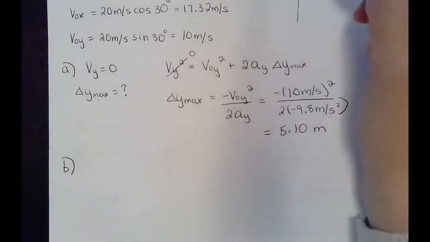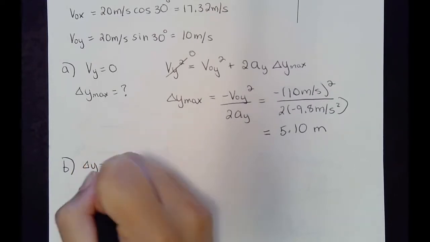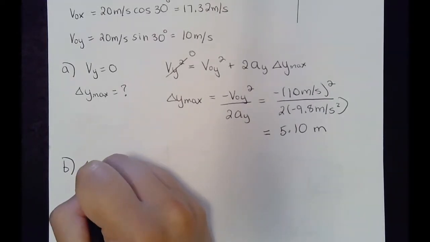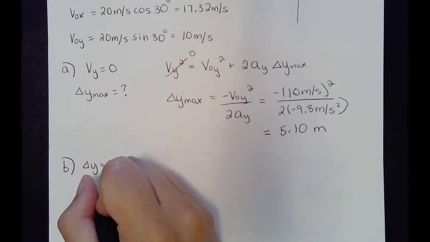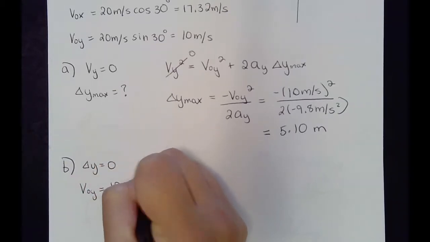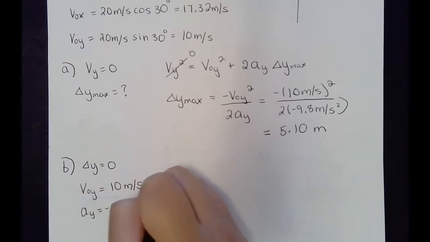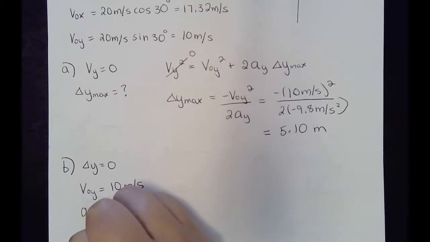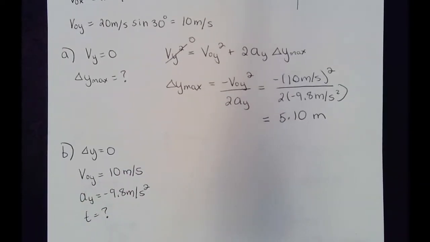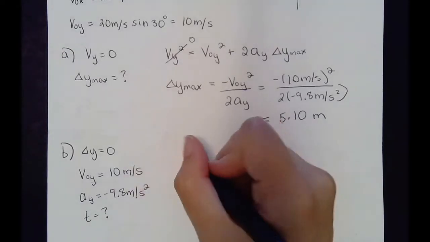All right, now for part B, we're looking for the total time that the football is in the air. So we do have delta y is 0 now, moved it up, but we have delta y is 0. We'll look at the y information. The vertical velocity is actually what always sets the time. So 10 meters per second, acceleration is negative 9.8 meters per second squared, and we want time. So we'll choose an equation that has all of these variables that can find time.